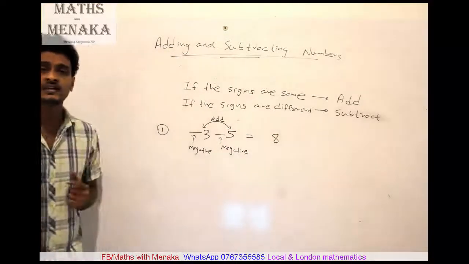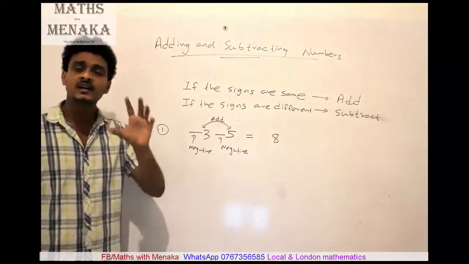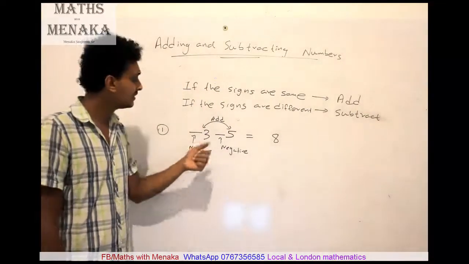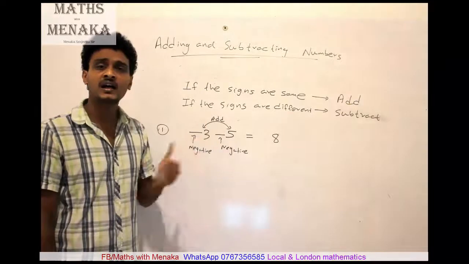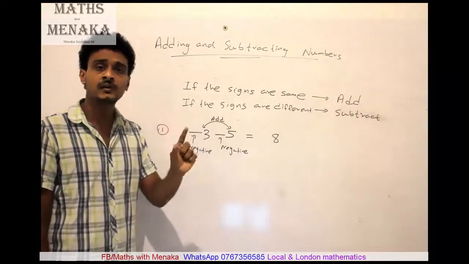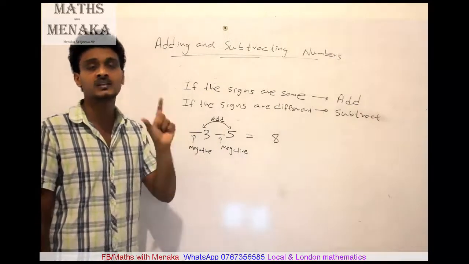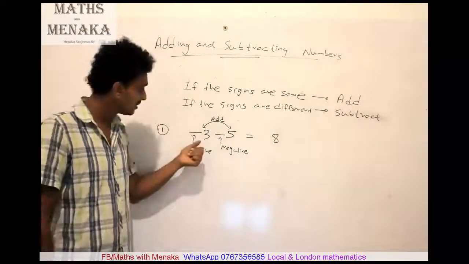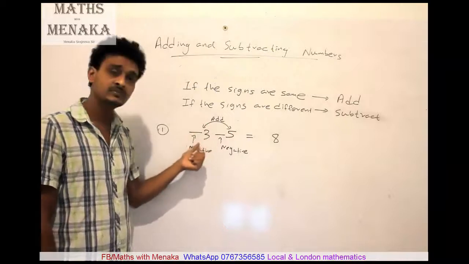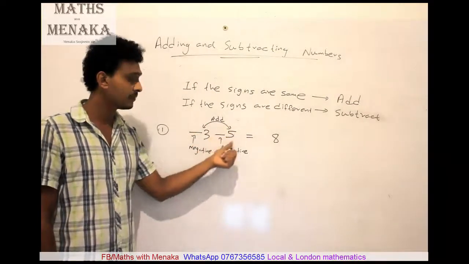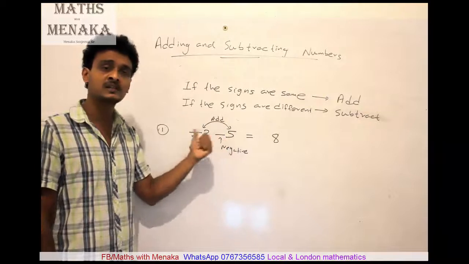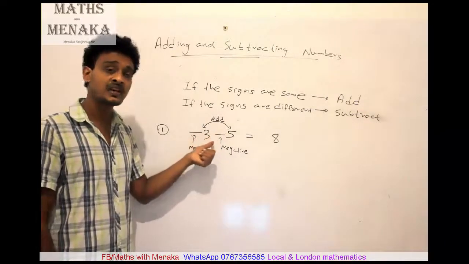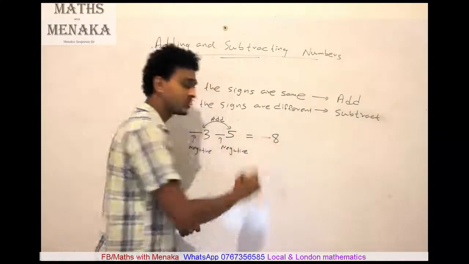Then you have to get the sign of the answer. The sign of the answer when you are adding is always the sign of the larger number. The larger number means the number without considering sign, we are just taking the magnitude of the number. The number here is 3, the number here is 5. The 5 is bigger than 3. The sign of the larger number is negative, so the sign of the answer is also negative.